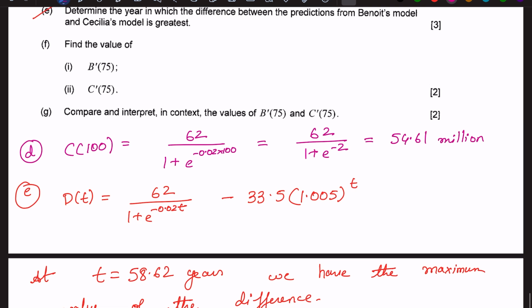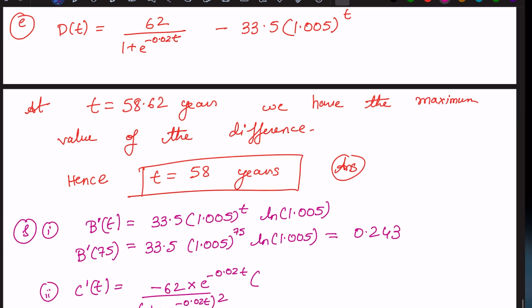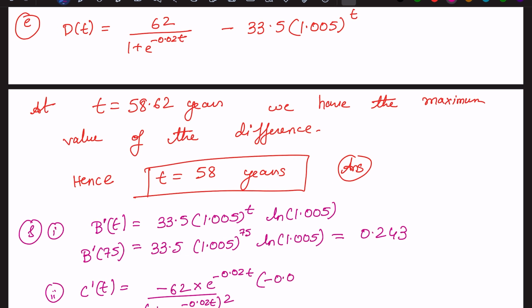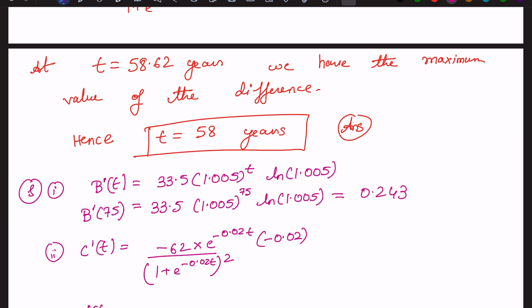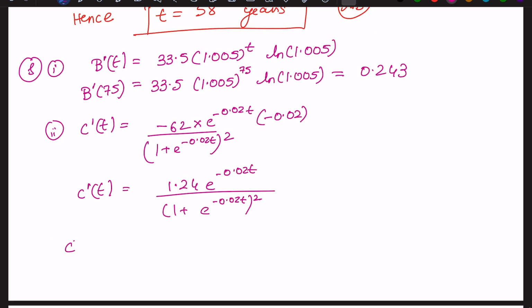Next we have to find C prime t first. It'll be 62 divided by 1 plus e to the power minus 0.02 t. We'll first square this, then differentiate the denominator, keeping the numerator constant, and the differentiation of this would be minus 0.02. So C prime t finally becomes 1.24 e to the power of minus 0.02 t over 1 plus e to the power minus 0.02 t, whole squared. Now we have to find C prime 75.